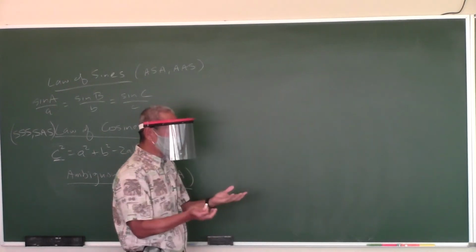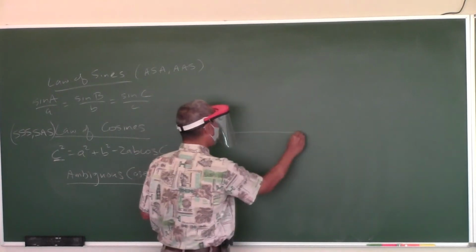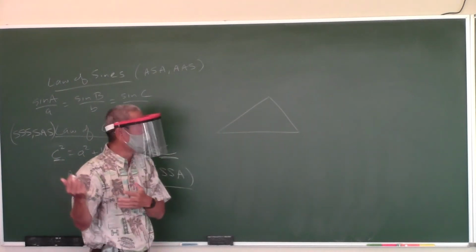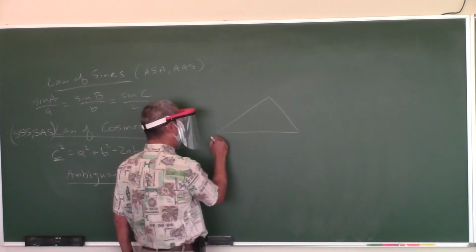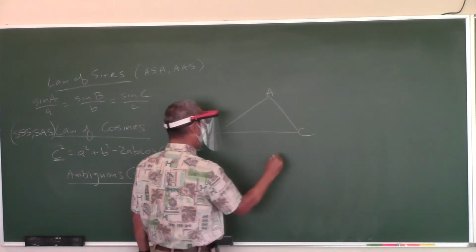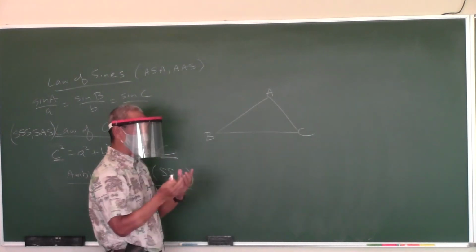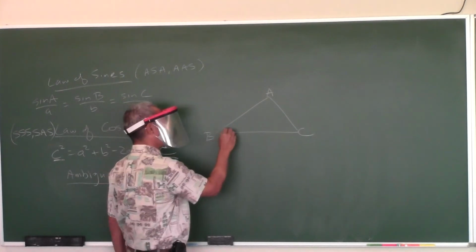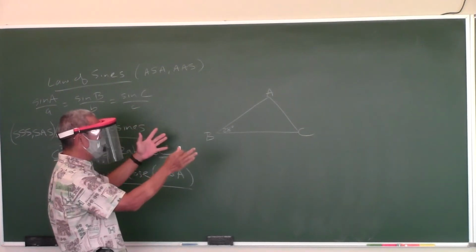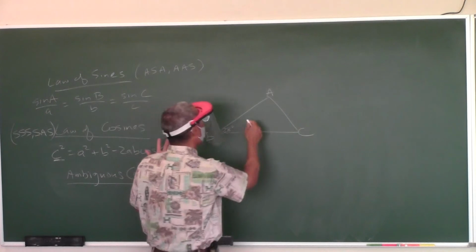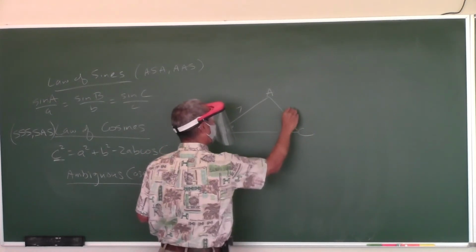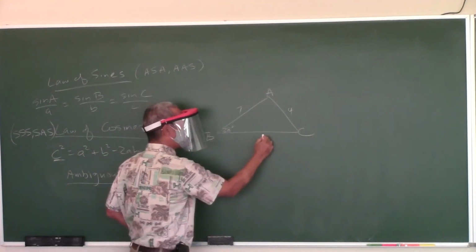So, most books, and the way I like to do it, the given angle, I always put it on the lower left-hand side. Let's call this triangle A, B, C. Let's say the one angle you're given is angle B, 28 degrees. And the other two sides, why don't we call this 7 and 4. Find the measurement of side A.